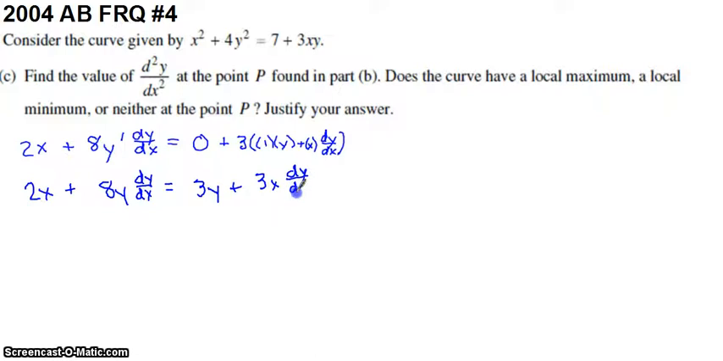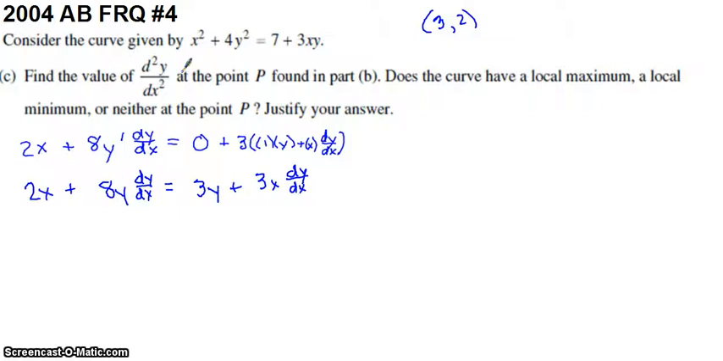What we want to do in part C is find the value of the second derivative at point P found in part B. So from part B, we found that we had a horizontal tangent line at the x value of 3 and the y value of 2 on this curve. Before we get to the second question that's asked here, we're going to have to find the value of the second derivative. And we haven't taken a ton of second derivatives implicitly.